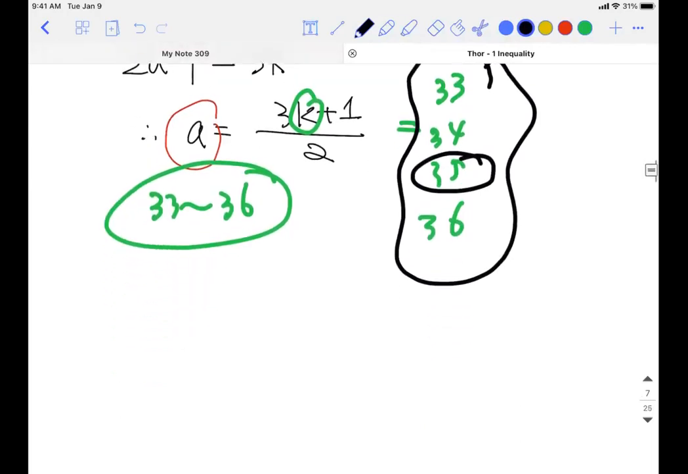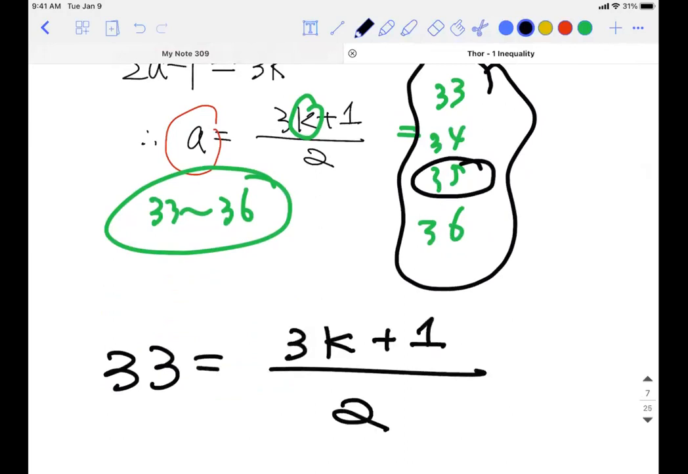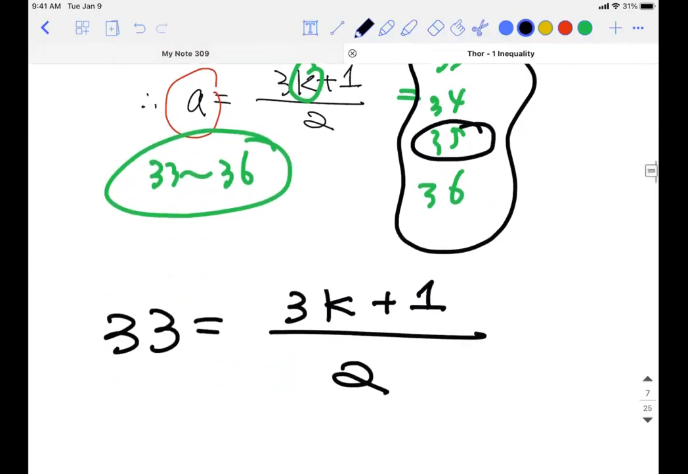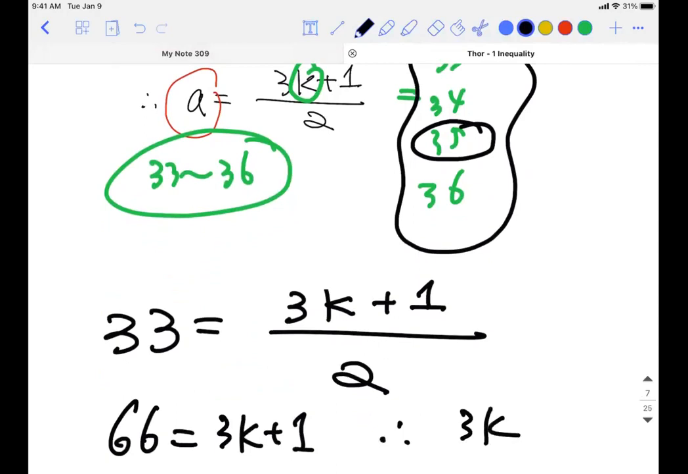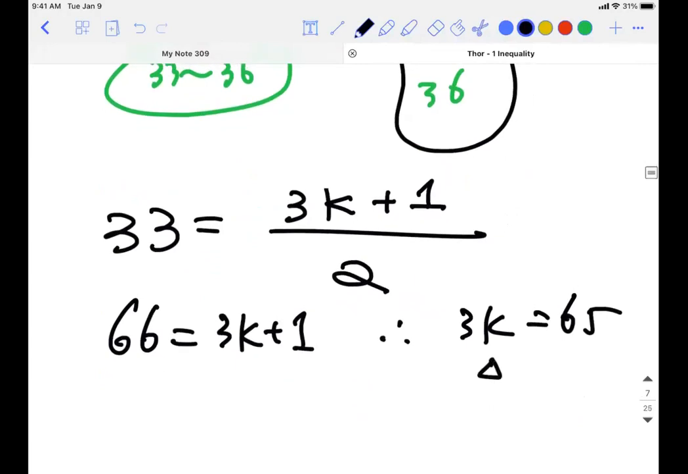And let's say if A equals 33, 33 equals 3k plus 1 divided by 2. Okay, that's what you mean, right? So 66 equals 3k plus 1. So therefore, 3k equals 65. There's no way for you to find an integer for k. There's no integer for k. Oh, I got it. You got it?